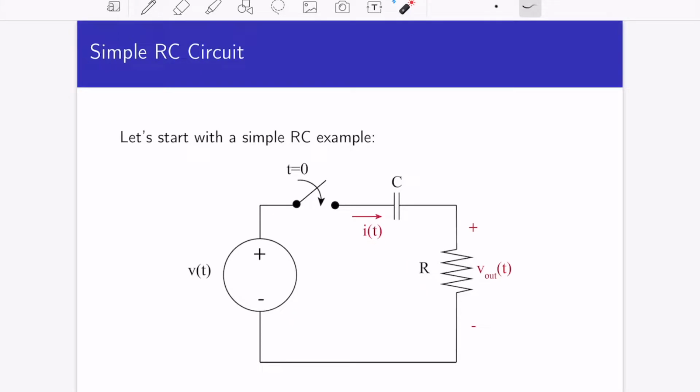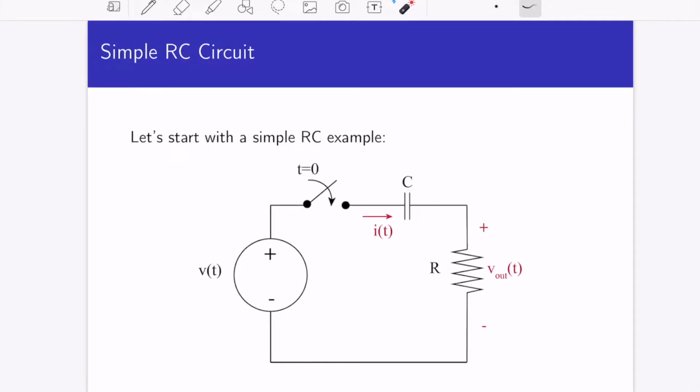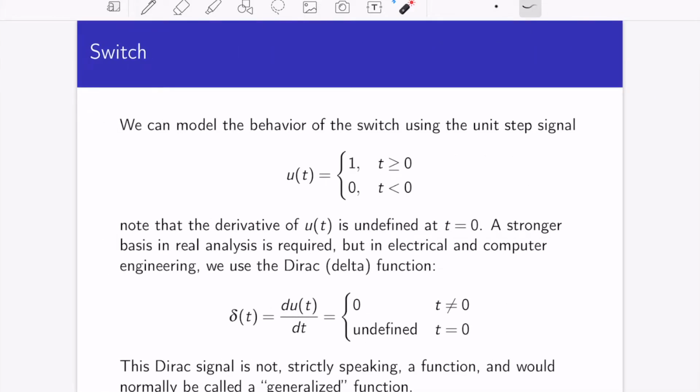Now, when we were talking about resistive circuits, we were assuming a steady state. This time, we're going to have to include the transient effects. So we're going to model our switch using a unit step signal, and this is an equation that describes how the switch behaves.